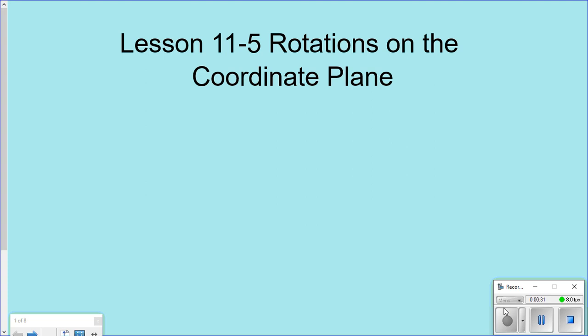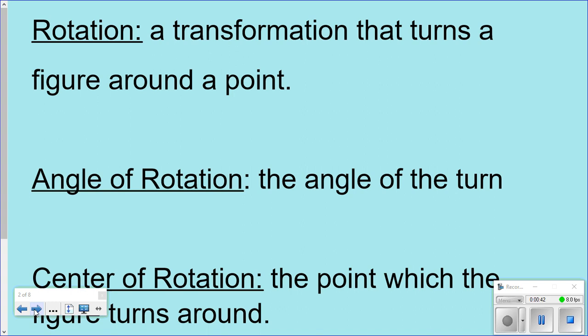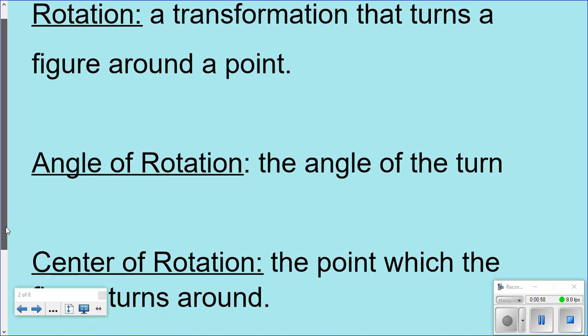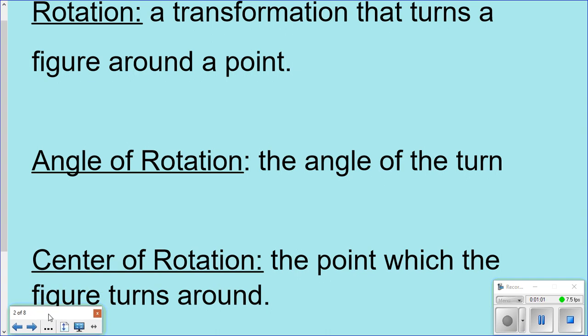So today is rotation. So I have 3 vocabulary words we need to write down. And when you write your vocabulary, I want you to leave some space in between, because I'm going to talk about some of these different things, and I'm going to have you put some things in between. So the first one is rotation, second one is angle of rotation, and the third one is center of rotation. Just leave a little space in between, and I will talk about those things.